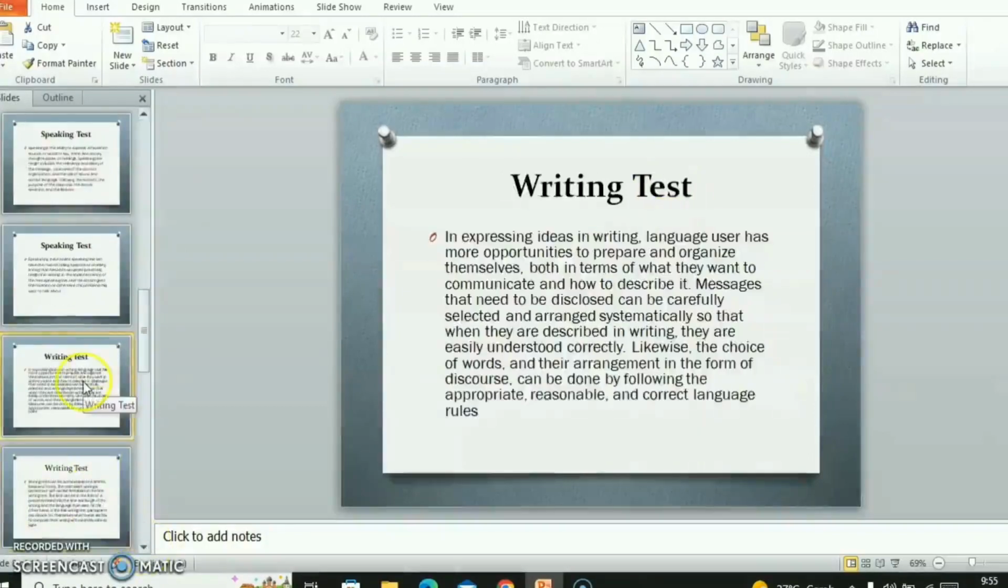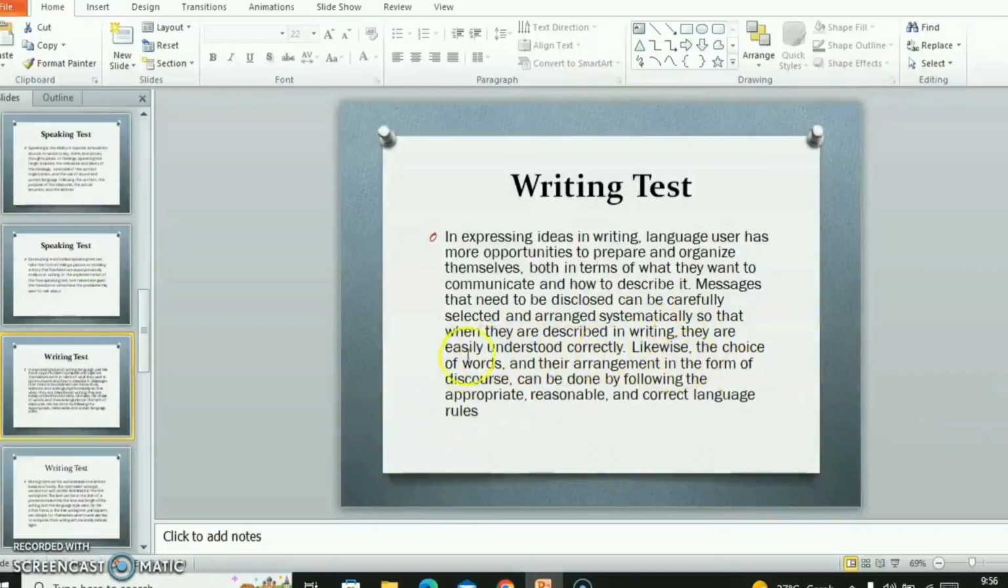Okay, next is writing test. In expressing ideas in writing, language users have more opportunities to prepare and organize themselves, both in terms of what they want to communicate and how to describe it. Messages that need to be disclosed can be carefully selected and arranged systematically so that when they are described in writing, they are easily understood correctly.